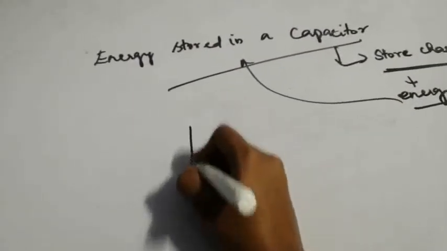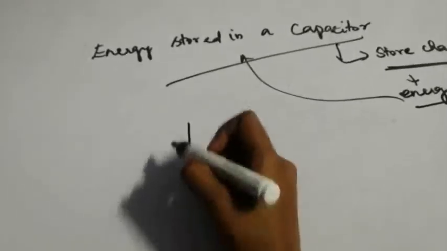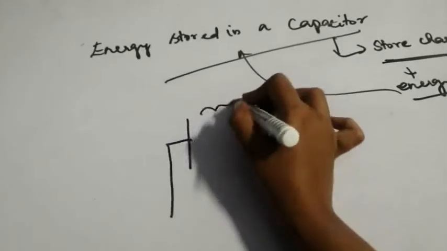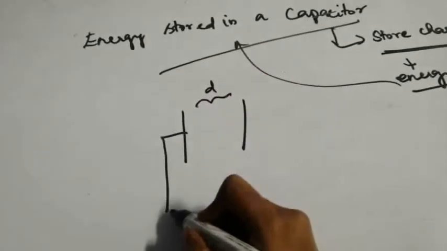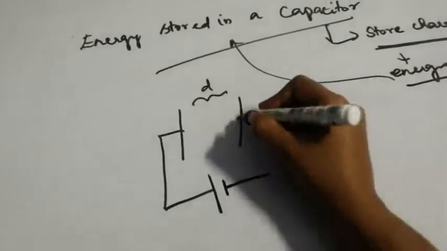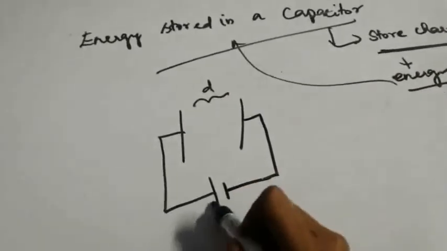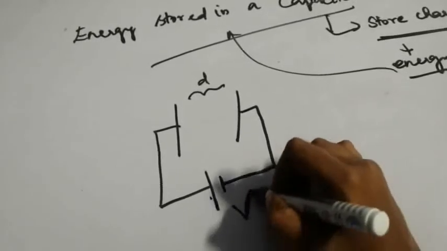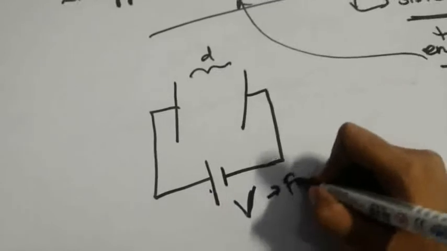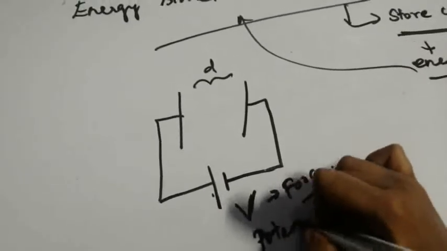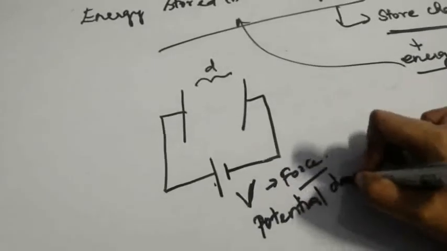As we know, a capacitor is two simple plates separated by some distance d, and when you connect this capacitor to a battery terminal, the battery will push with some potential V. This voltage is nothing but like a force. It is called the potential difference of a battery.